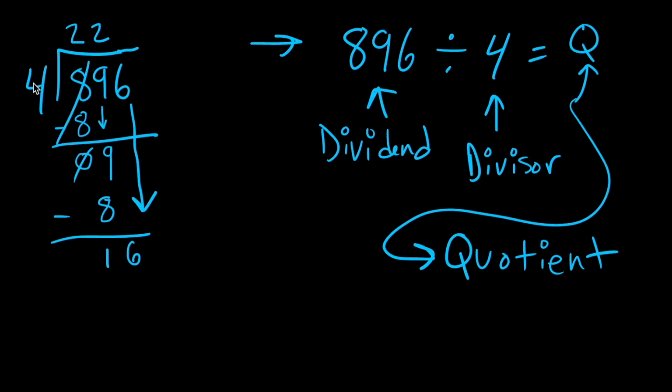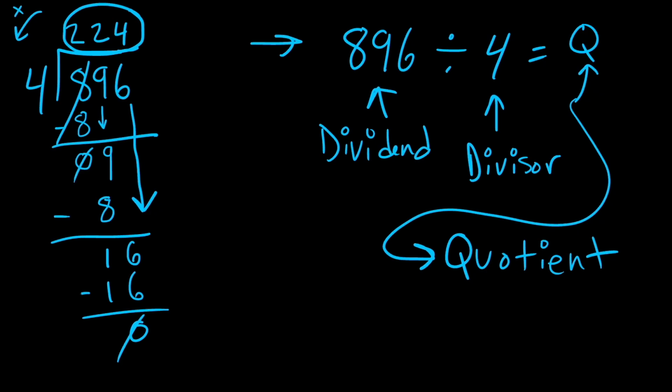How many times can 4 fit into 16? 4. Then you multiply this 4 times 4. That gives you 16. Simplify gives you 0. And so your answer is 224. That is your quotient. 224, and that's your answer.